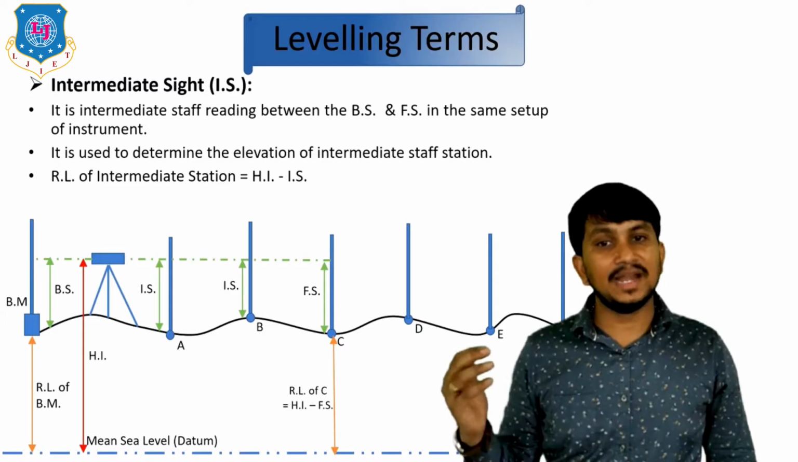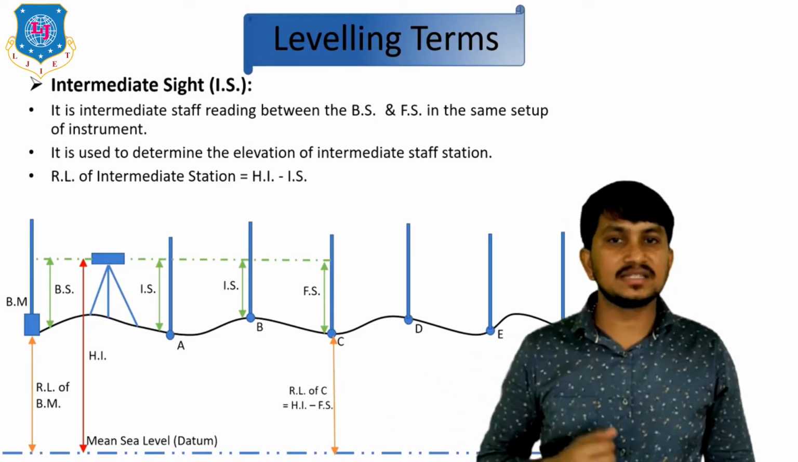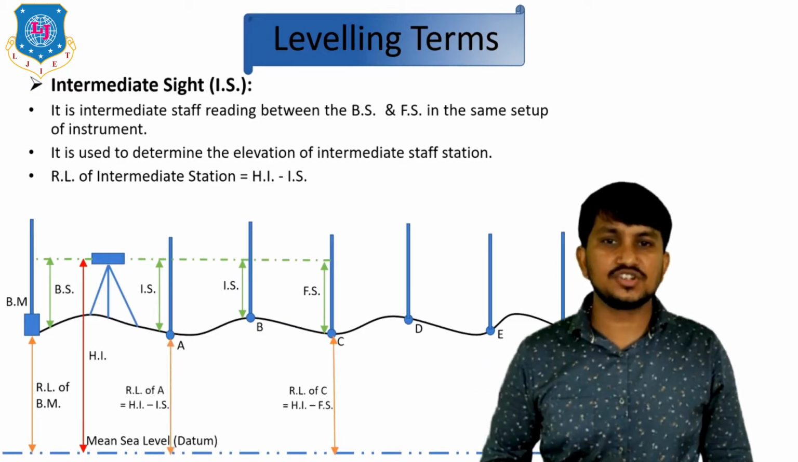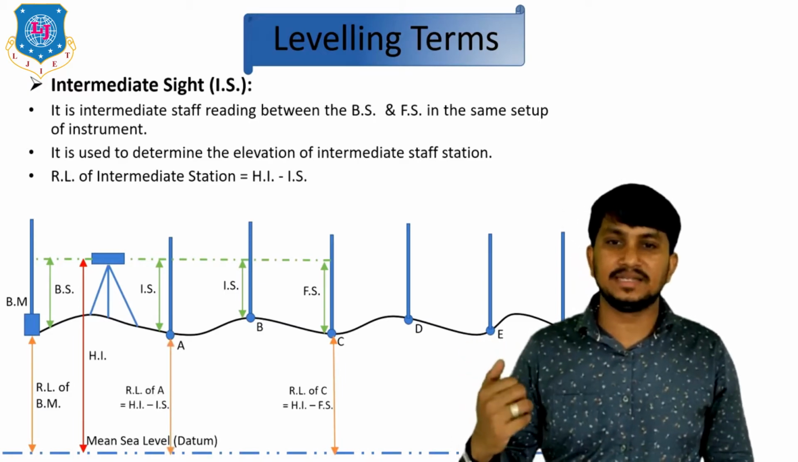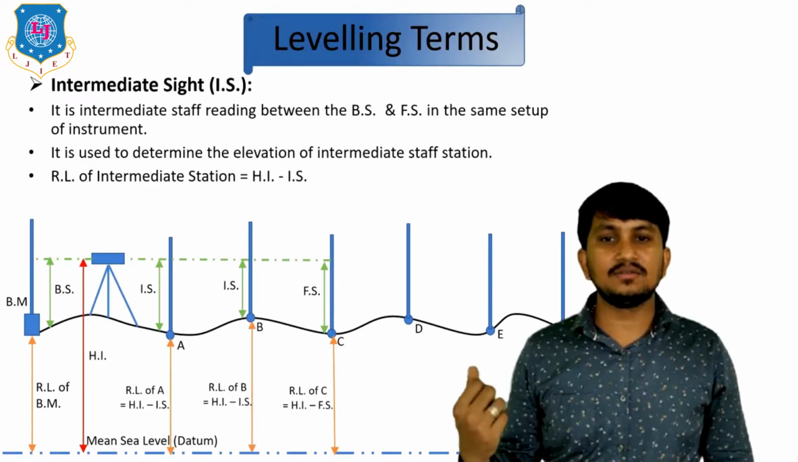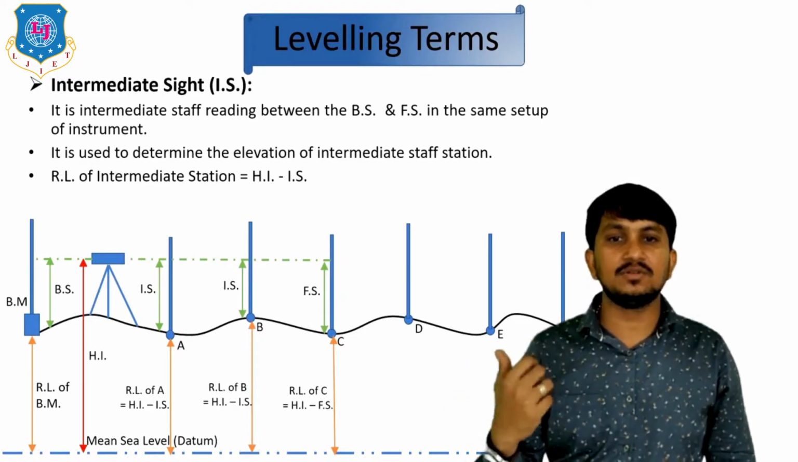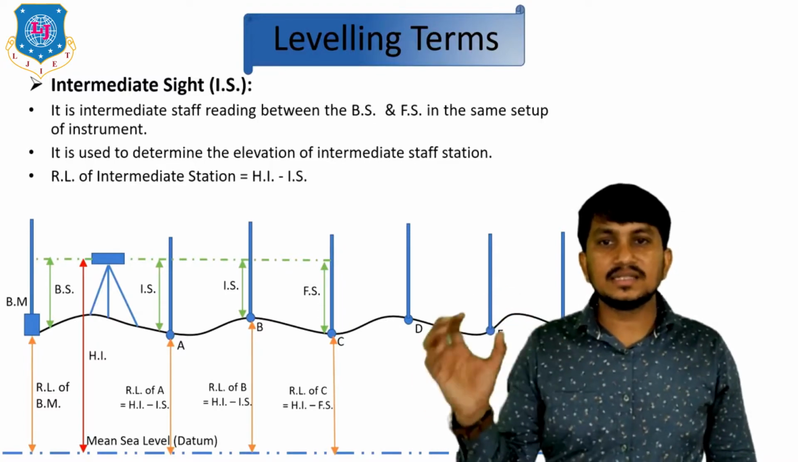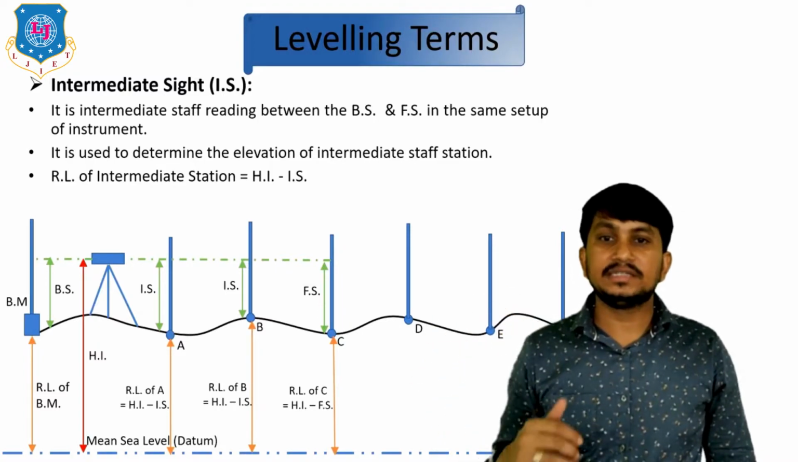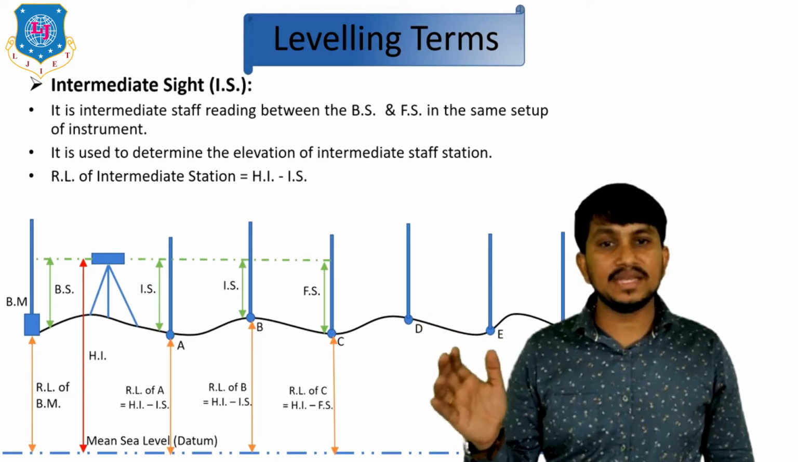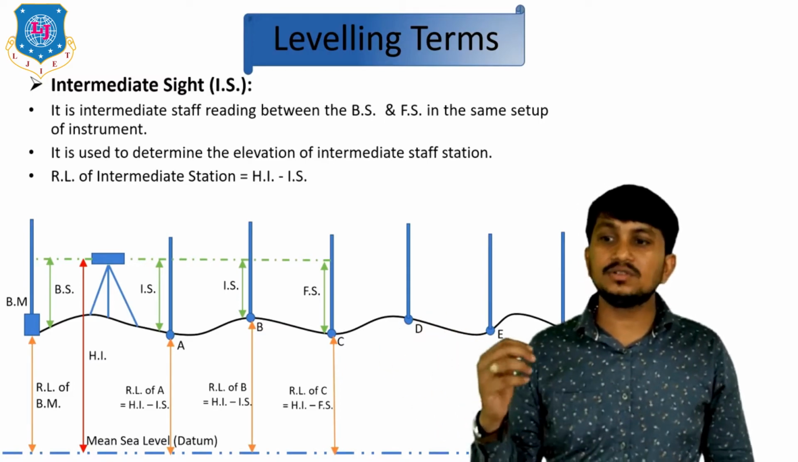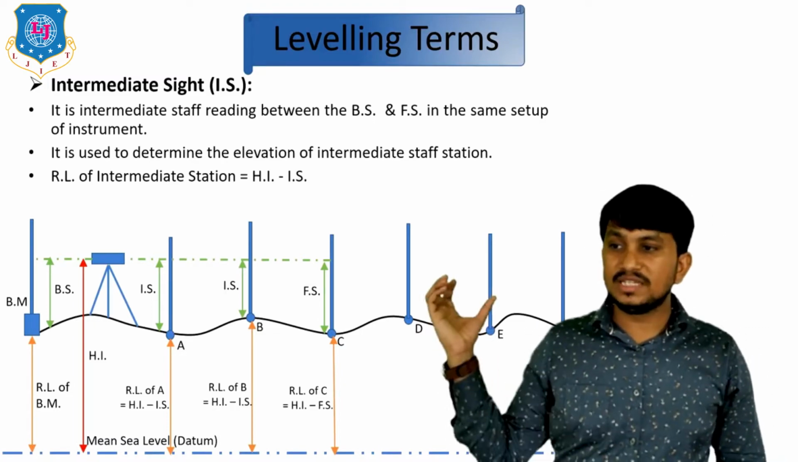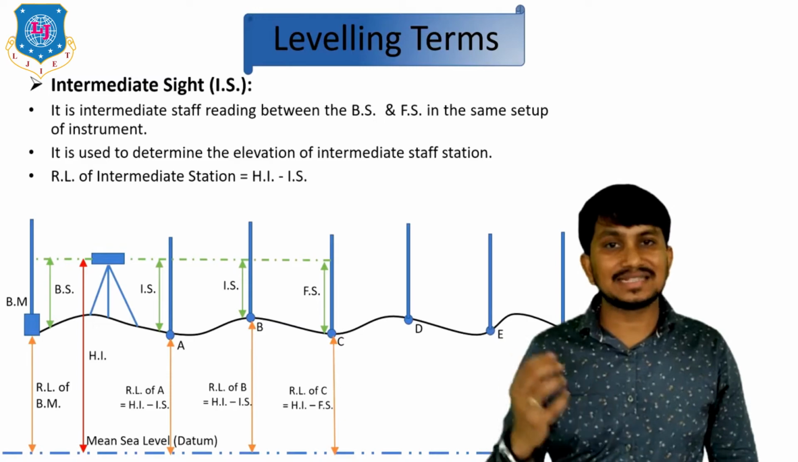So, the readings taken at A and B are the intermediate staff sight or IS. The RL of an intermediate station can be found out by HI minus IS, like this. RL of A is equal to HI minus IS of A, RL of B is equal to HI minus IS of B. Okay, this is how we can calculate the RL of different points A, B, and C. For finding out the RL of D, E, and F, we have to move this instrument to the next setup.